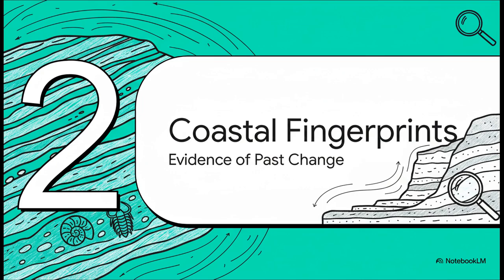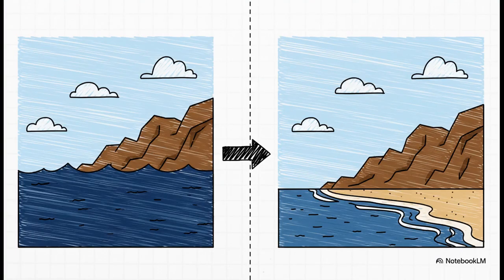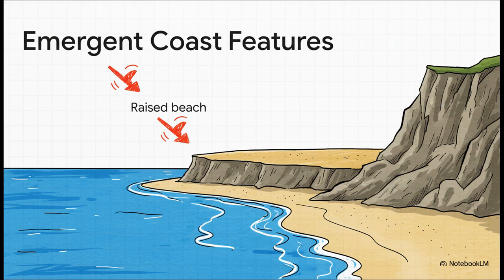All this history, this long story of rising and falling seas, it hasn't just vanished. It's left behind some pretty dramatic evidence. You could call them geological fingerprints that tell the tale. And if we learn how to read these clues, we can really understand the forces that are shaping our coastlines today. First up, let's look at what happens when the land rises faster than the sea. This creates something called an emergent coastline, where features that were once deep underwater are now left exposed, high and dry.